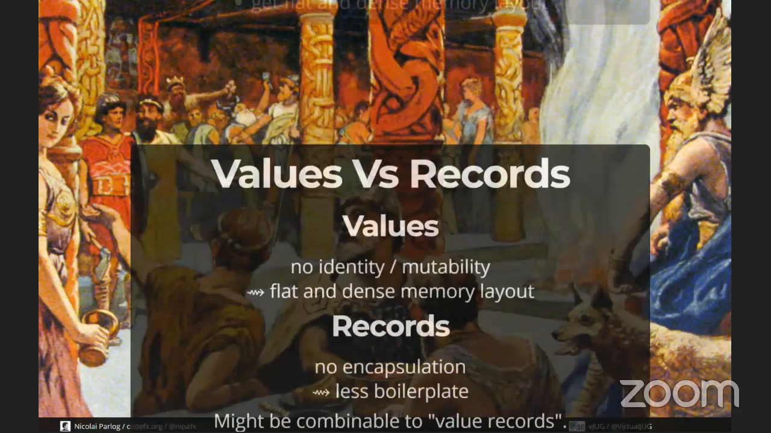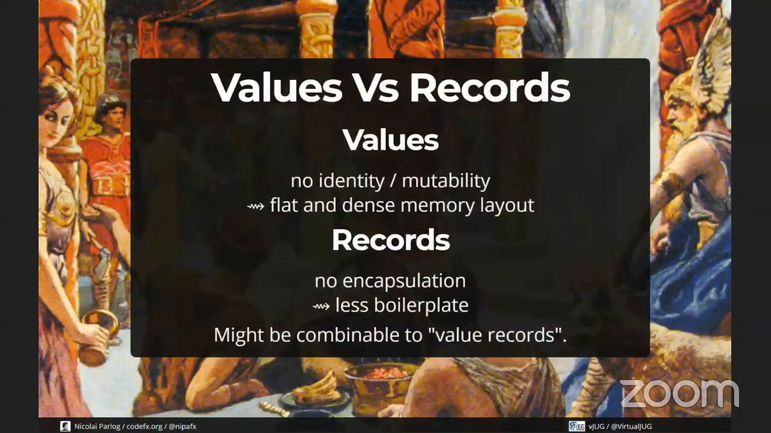So let's put records and values side by side, because these look similar. And I guess a lot of classes want to actually be both, and we might be able to combine them once we have both of these features, but they are not the same. The trade-offs are different. For values, you say, I don't care about identity and mutability, give me a flat and dense memory layout, which makes my code more performant. You also express something in code, which is nice, so you should not only see this as a performance consideration or performance improvement, but that's basically what it hinges on. You give up identity and mutability, and you get better performance.